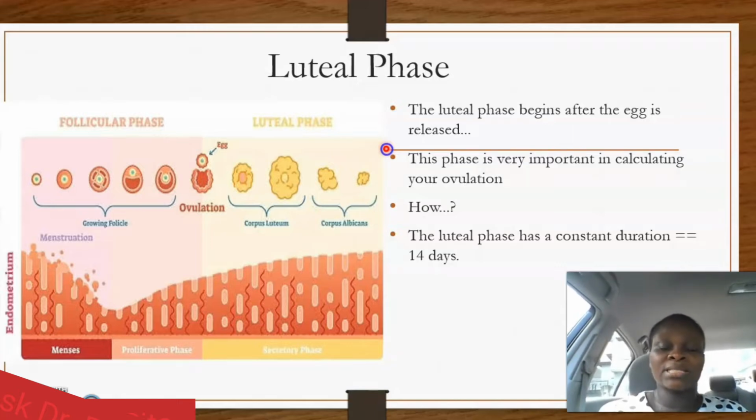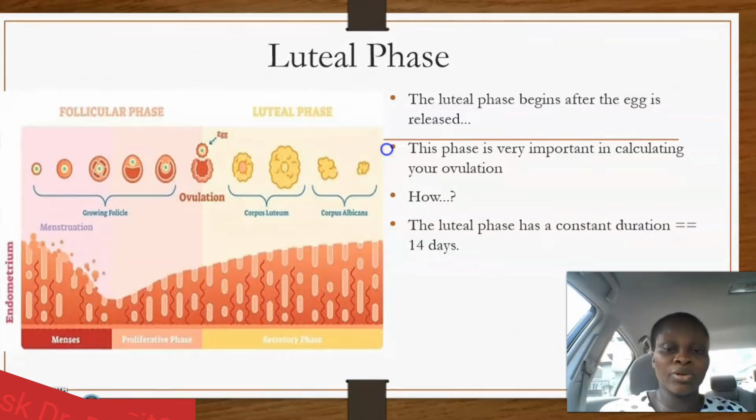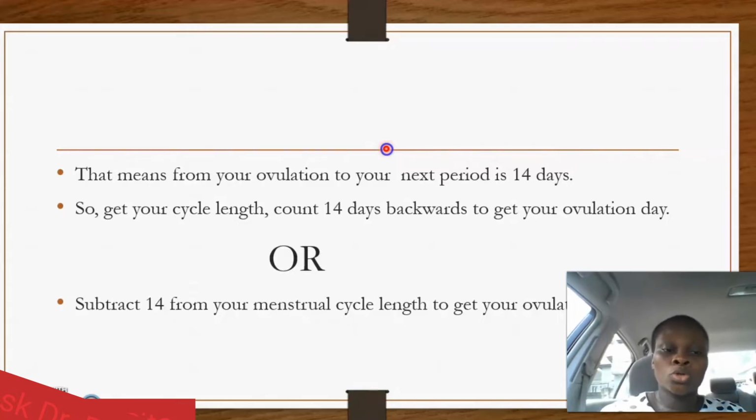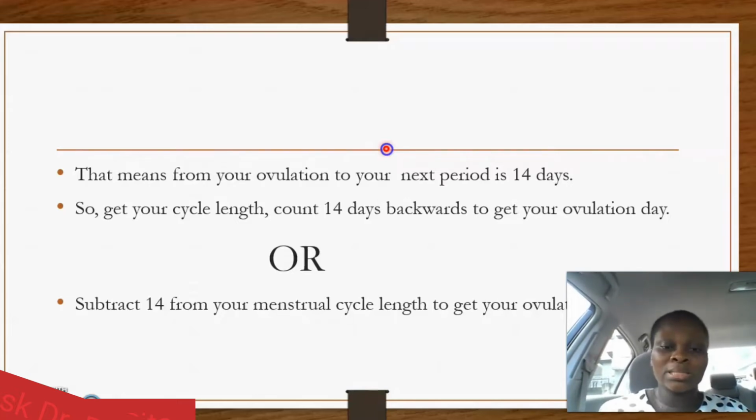Now, the luteal phase has a constant duration. It is 14 days. Irrespective of the length of your menstrual cycle, your luteal phase is constant at 14 days, and this plays a key role in calculating your ovulation day, your fertility window. That means from your ovulation to your next period is 14 days. So get your cycle length and count 14 days backwards to get your ovulation day.